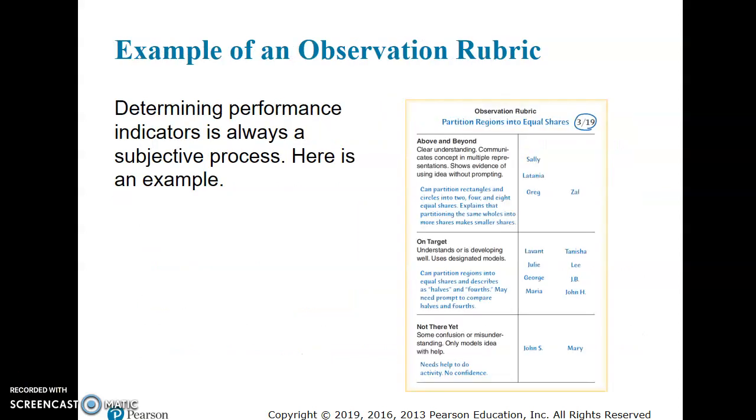This is an example of an observational rubric. Remember, determining performance indicators is always a subjective process. Notice that there are only 3 categories on this one, but you can still use the 1, 2, 3, 4 method. A 4 determines the total number of cupcakes based on the amount of each equal share using words, pictures, and numbers to explain and justify the results. 3 determines the correct answer or uses an approach that would yield the correct answer if not for minor errors. 2 uses some aspects of fractions appropriately, and 1 shows some effort but little or no understanding.